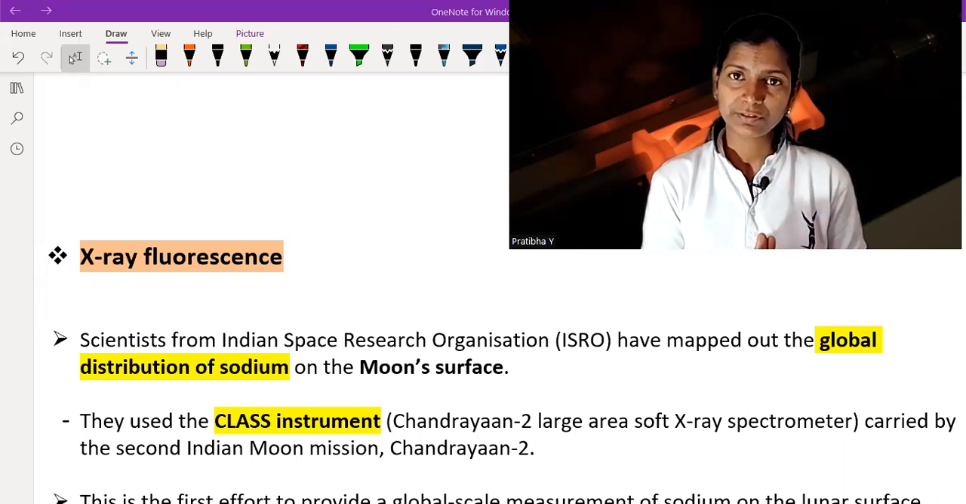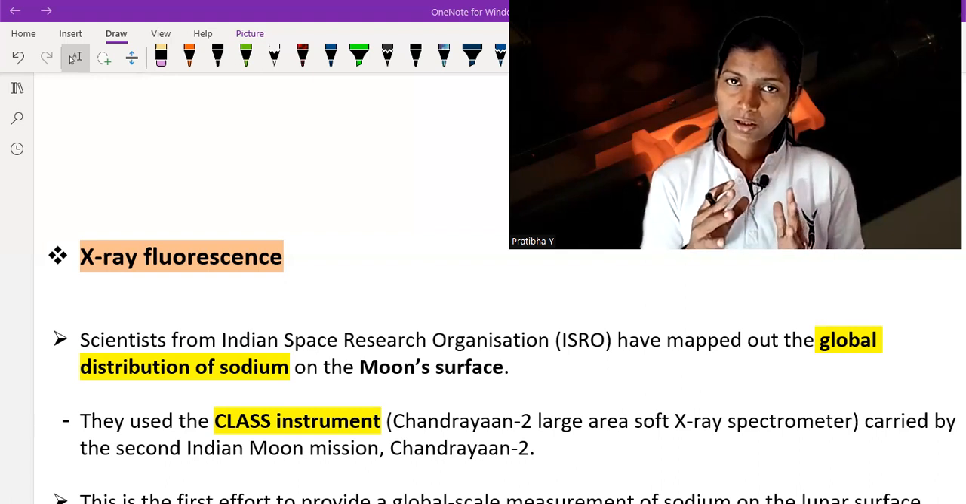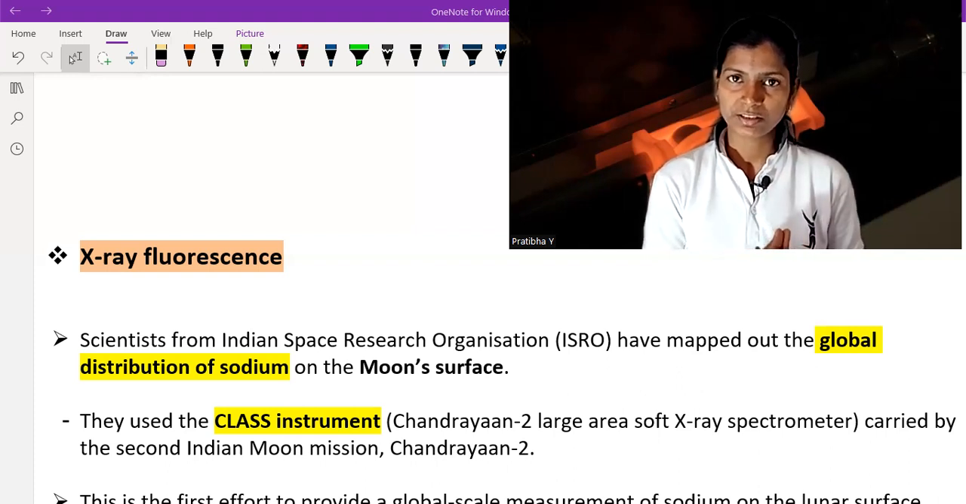Currently it is very much in the news because India's Chandrayaan mission 2 globally mapped the composition of sodium on the moon surface. It is the first time that the composition of sodium has been mapped globally on the moon surface. That's why it is in the news, and scientists of the Indian Space Research Organization played a very significant role in this task.